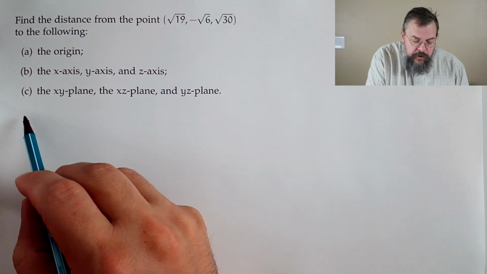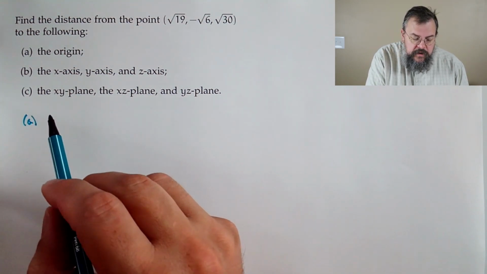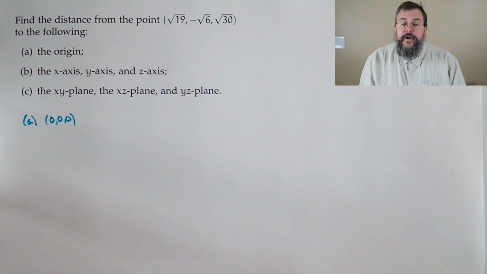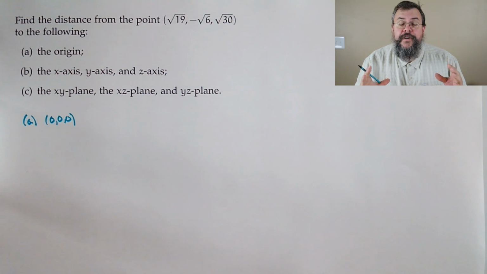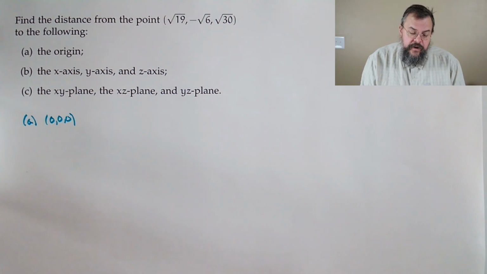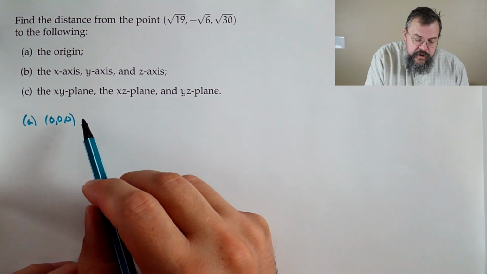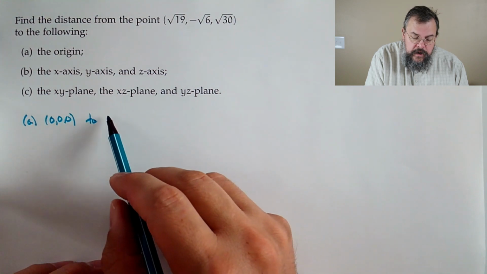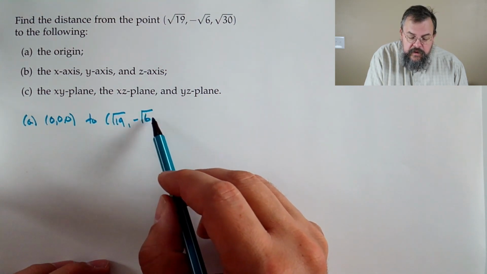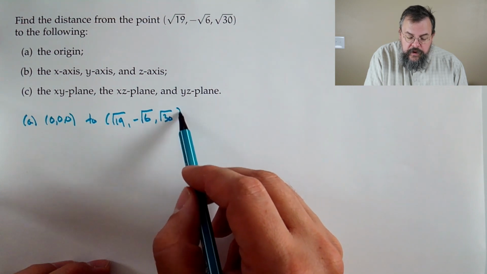Well, when we talk about the origin, what that really means is 0, 0, 0. That's the origin. In other words, you haven't moved. See, that's why we call it the origin. It's where you begin if you haven't moved at all. Okay, so we're really going between 0, 0, 0 and our point, square root of 19, negative square root of 6, and square root of 30.